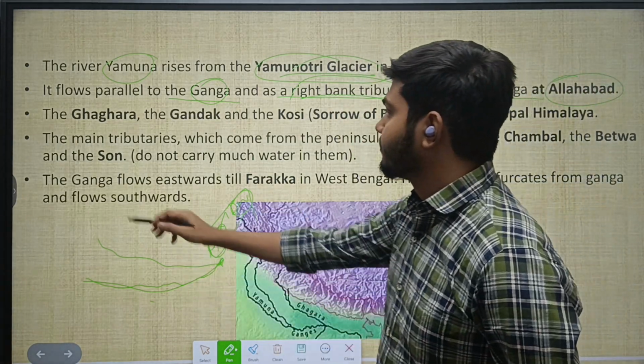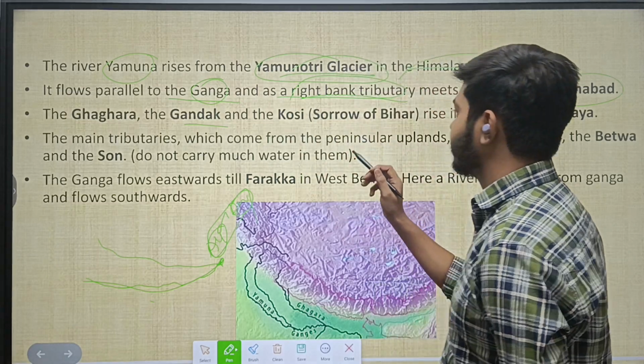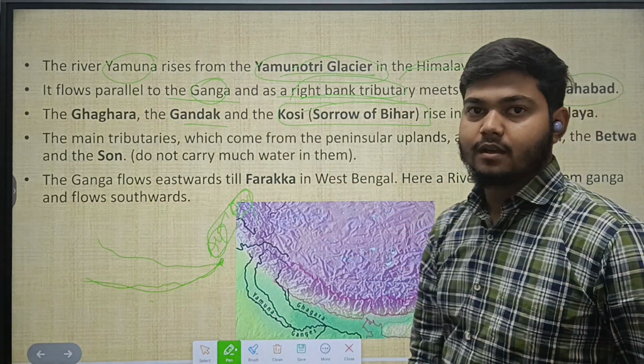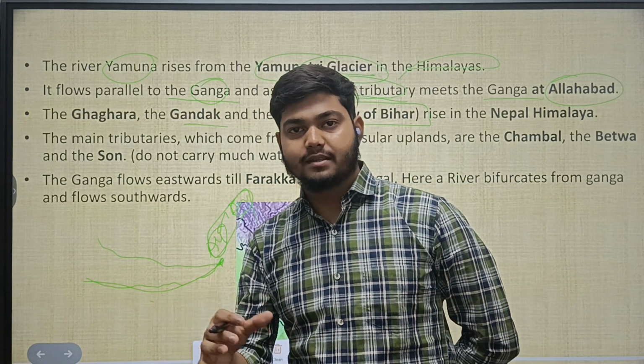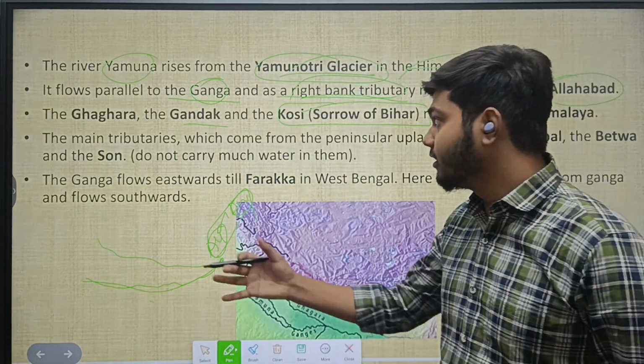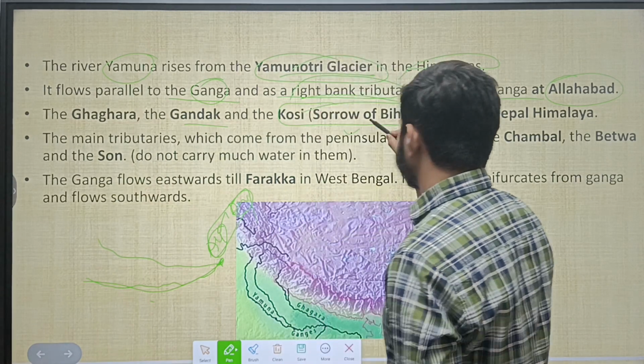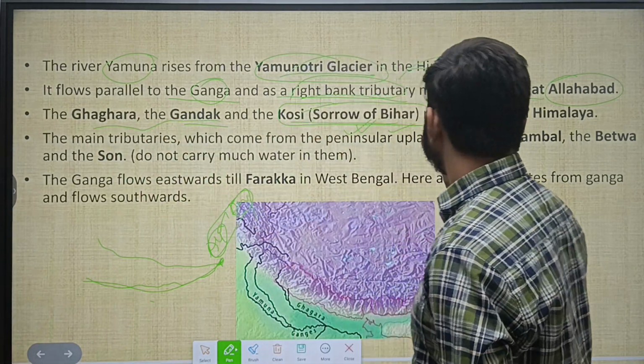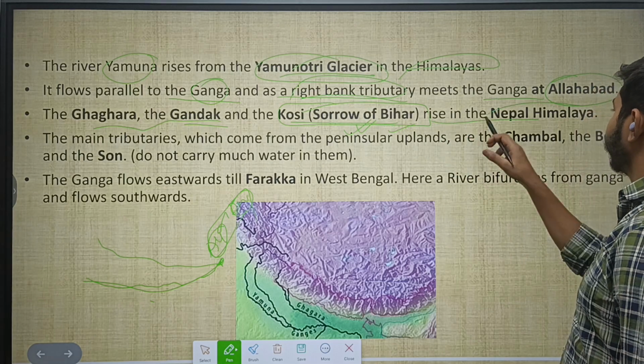Okay, Ghagra, Gandak, and Kosi. Kosi river is also known as Sorrow of Bihar, because it causes too much damage to property and life due to flood. So that's why the river Kosi is known as Sorrow of Bihar. So the Ghagra, Gandak, and the Kosi rise in the Nepal Himalayas.